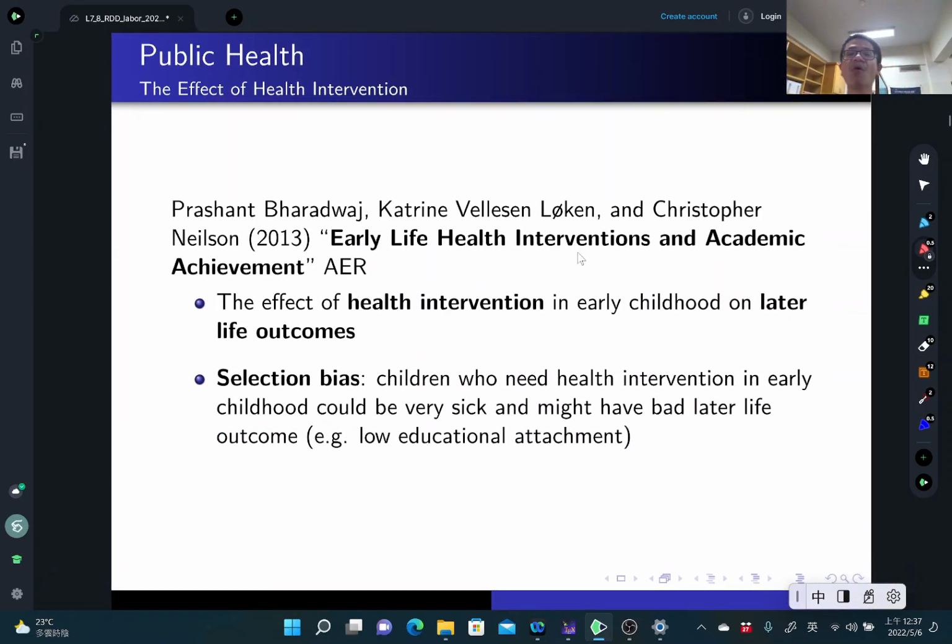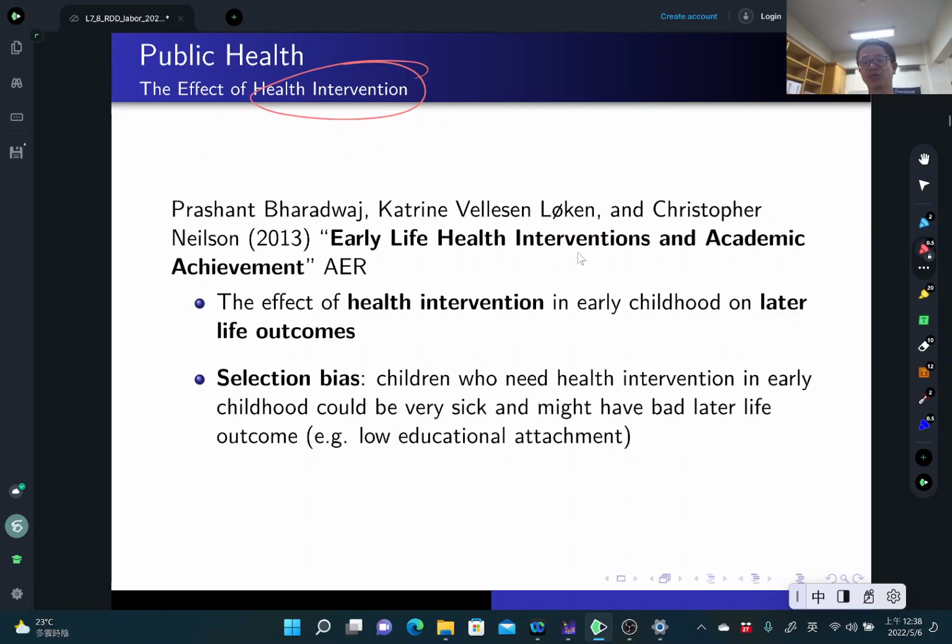So here I give you more examples. For example, in health economics, one important question is the effect of health care intervention on your health status or other outcomes. So for example, if you stay in the hospital longer, whether that can improve your health status. And this sounds obvious, it should be, otherwise why would you go to hospital.